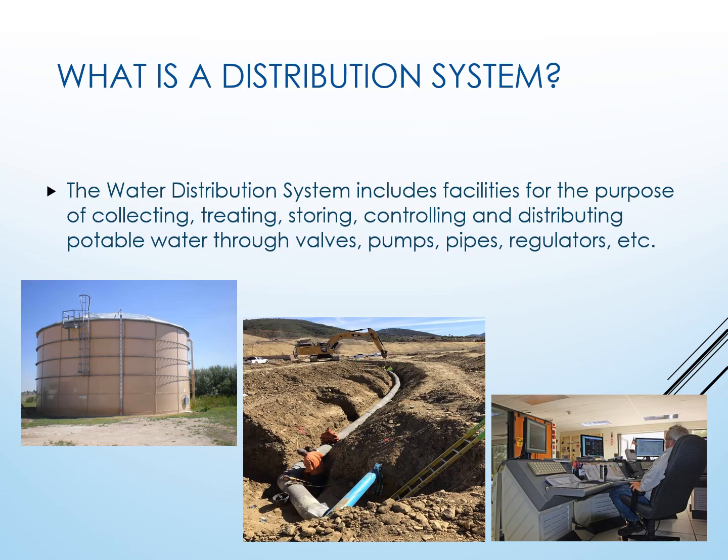So what is a distribution system? Well, you can see a water distribution system includes facilities for the purpose of collecting, treating, storing, controlling, and distributing potable water through valves, pumps, pipes, and regulators, etc. That's a definition that you will find in one of the textbooks. But yeah, really, it's everything that is used to deliver water to the end user. Now, whether that end user is a business, a customer, a landscape, it all varies. But essentially, that is what a distribution system is.